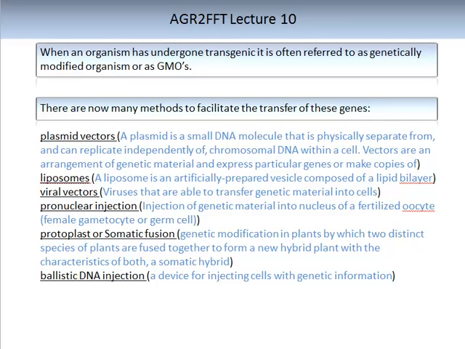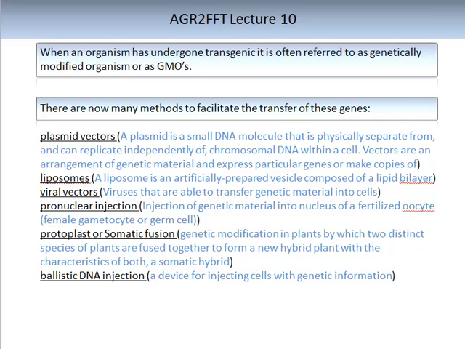A viral vector, of which if any of you have had a cold in the last few months, as many of us have, you will understand to some degree how these work. Viruses can take a piece of DNA and incorporate it into another organism. Pronuclear injection is injection of genetic material into the nucleus of a fertilized oocyte or female gamete or germ cell. This is a way of putting the DNA directly where you want it to be placed.